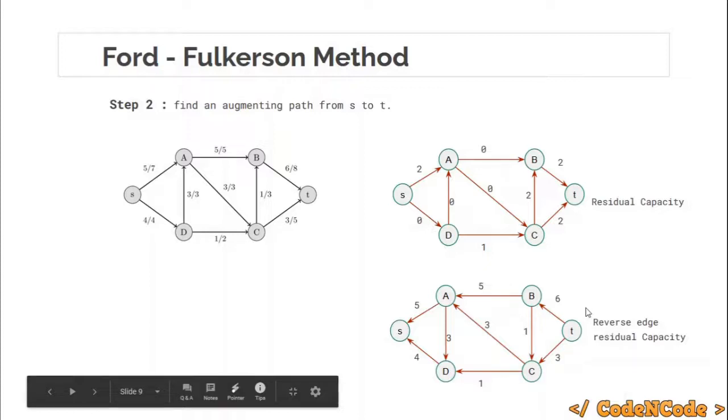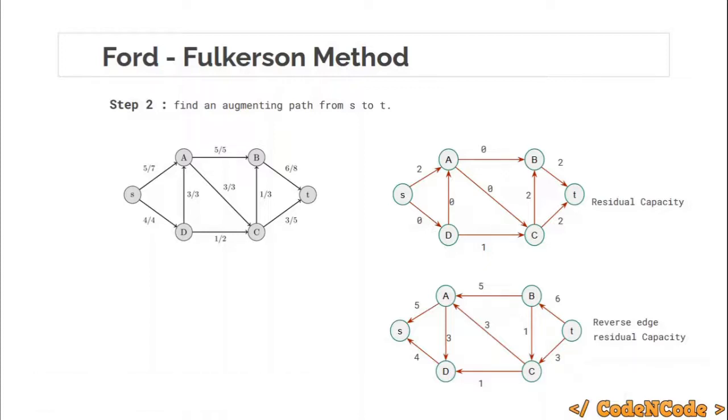Now, here's the task for you. Try to find a new augmenting path. As you can see, the current flow is of value 9. And we know for this graph, the maximum flow is of value 10, which means we are left with at least one more augmenting path. Now, the question is to find an augmenting path.